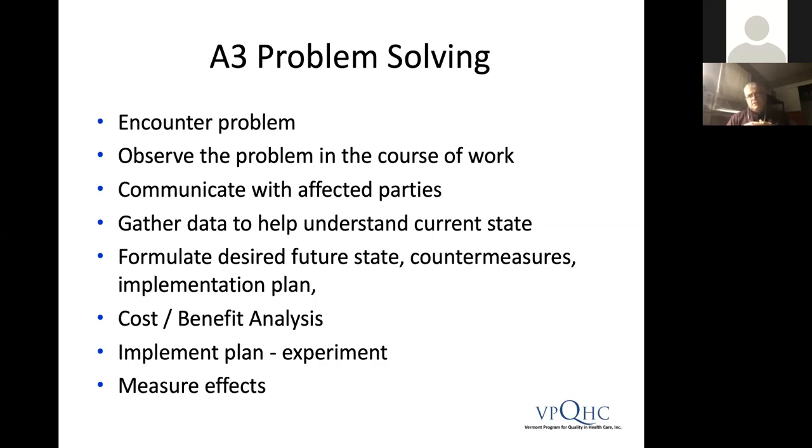Once you've really understood that current state, then you can start to progress through an A3, and you go through the future state countermeasures, implementation plan, cost benefit analysis, and eventually measuring the effects of what's happening there. So that's really the basic throughput of an A3 for problem solving.